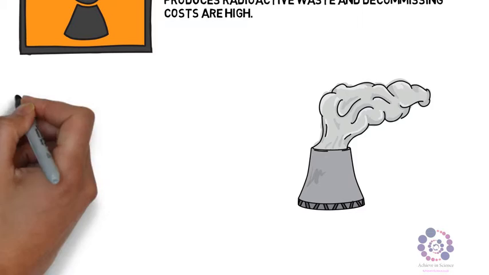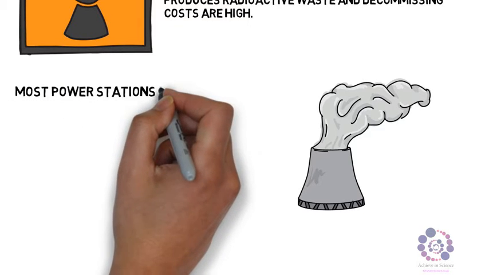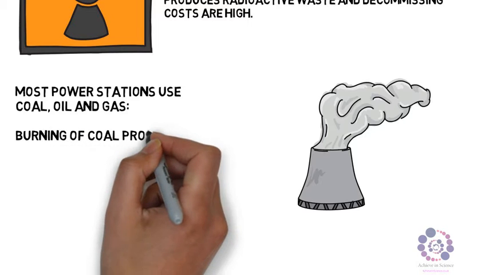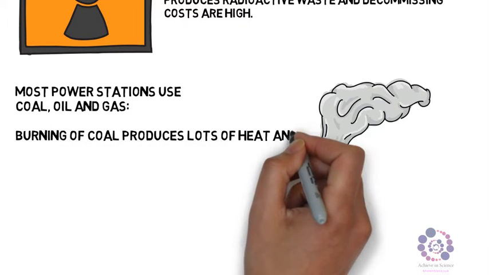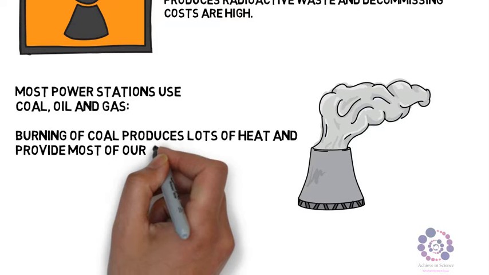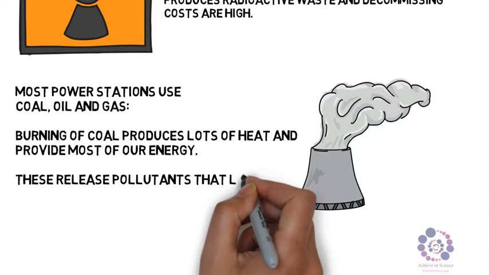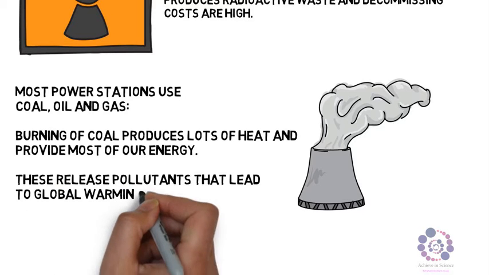Most power stations we use are coal, oil and gas. Burning of coal produces lots of heat and provides most of our energy. But they release pollutants that lead to global warming, e.g. carbon dioxide, acid rain, e.g. sulfur dioxide, and also global dimming.